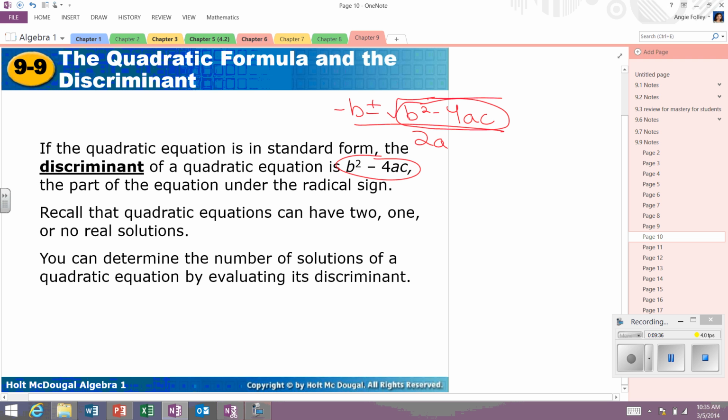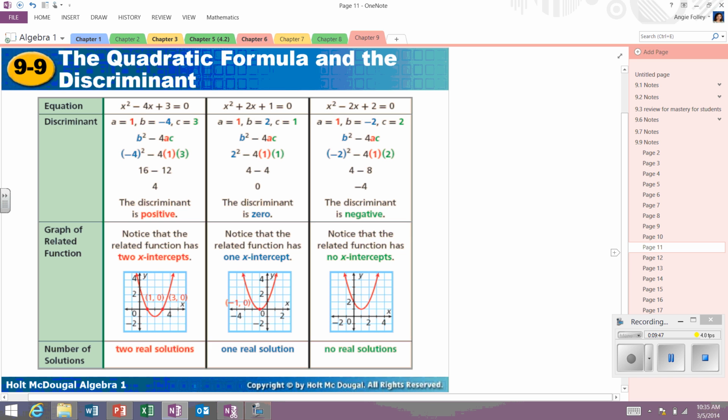So we're going to solve for this value called the discriminant, and what it does is it tells you how many solutions you have to the problem. So it's not actually giving you the solutions, it's telling you how many you have. So here's how it works.